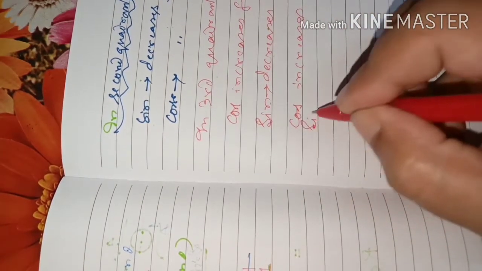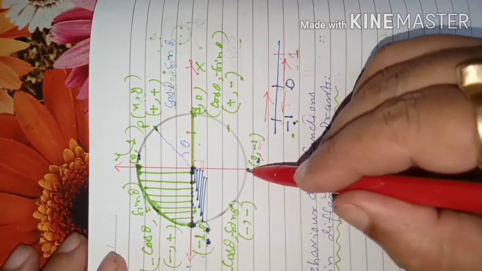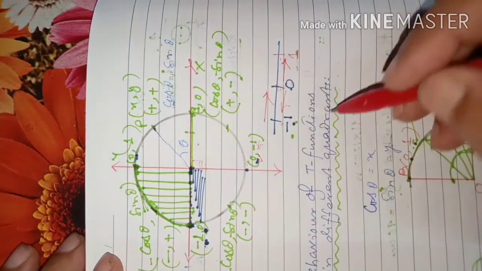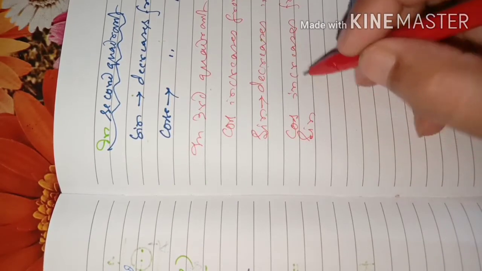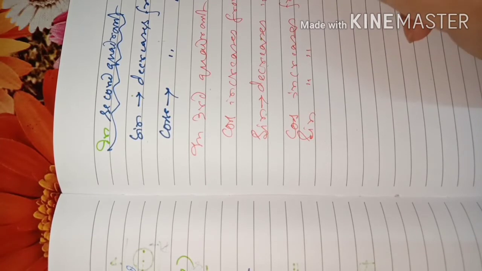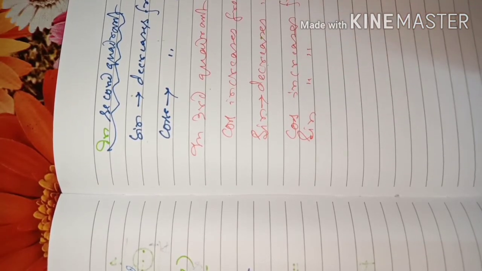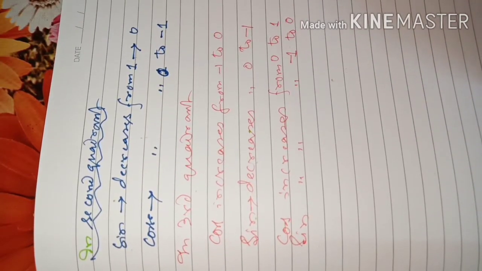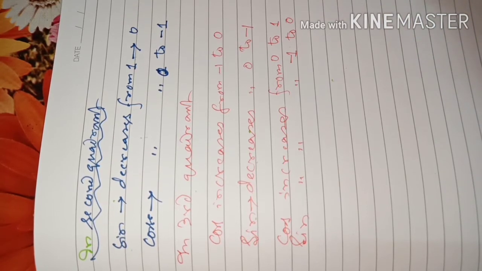Sine, what happens to sine values? Sine value, at first it was -1 at this point in the fourth quadrant. -1 goes to 0. Going from -1 to 0 is an increase. So here sine also increases from -1 to 0. So this is the behavior of sine and cos functions in different quadrants.